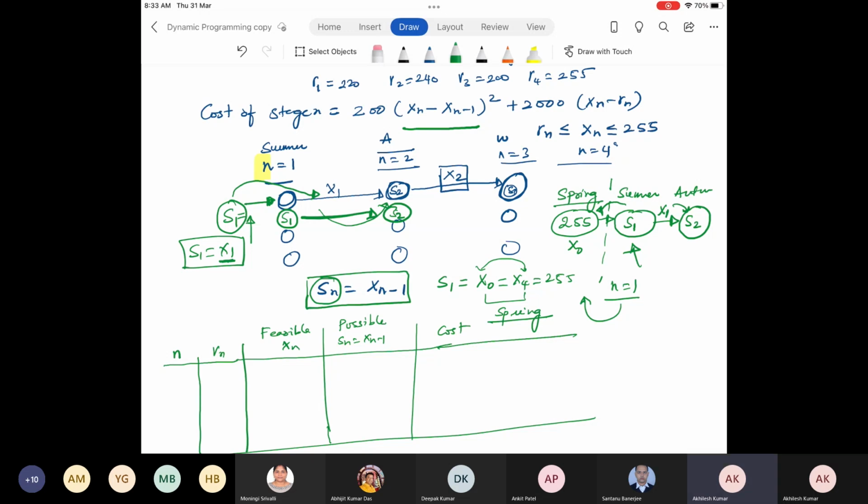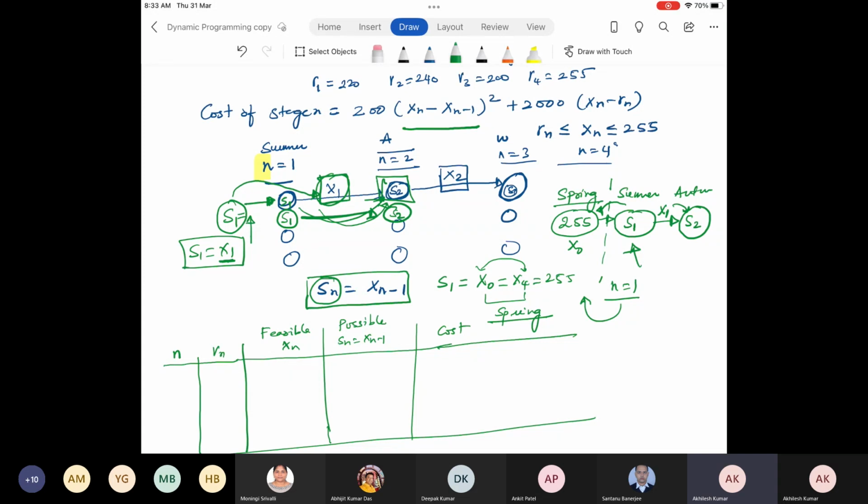So the decision which you take here takes you to the next stage. Okay, sir, now it's clear. If you are making S1 equals X1, then you have already said S1 equals X1. It is not going to take you to S2, right? So, yes, let me repeat again.